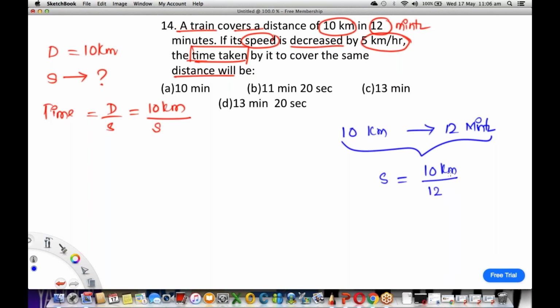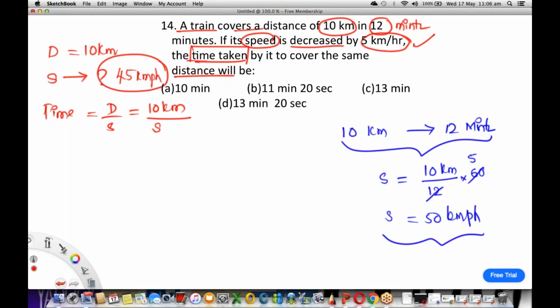How can we convert into hours? 12 minutes can be written as 12 by 60 hours. The 60 will come here because the denominator comes here. 12 fives, I can say 5 times 10, that is nothing but 50. So the value of speed is 50 kilometer per hour. This is the speed of the train in the previous case. Now, if the speed is decreased by 5, this speed is 5 lesser than 50. That is nothing but 45 only. So this is 45 kilometer per hour.